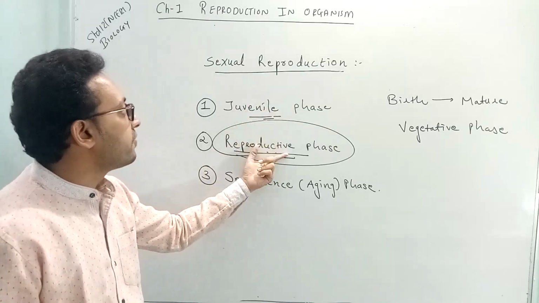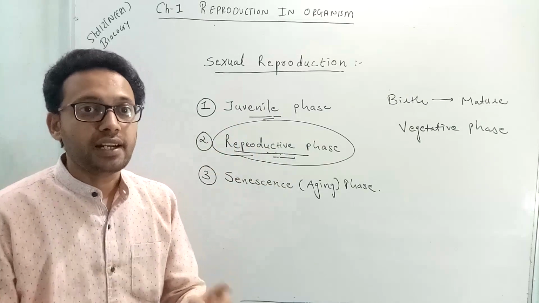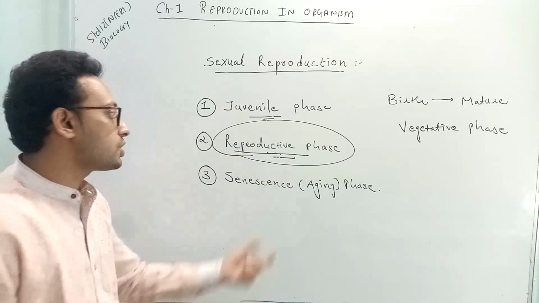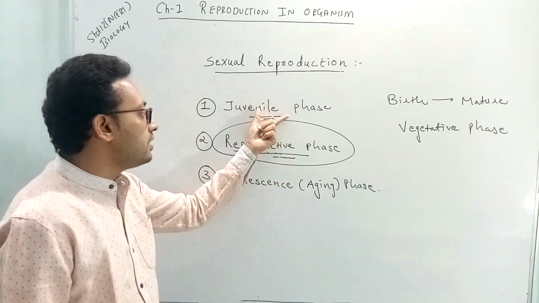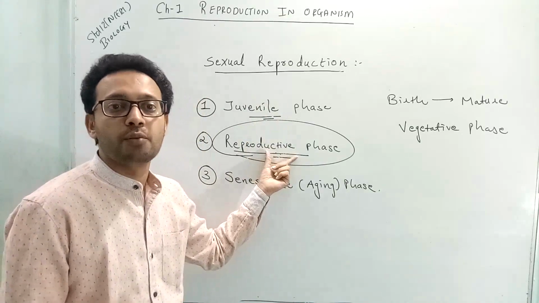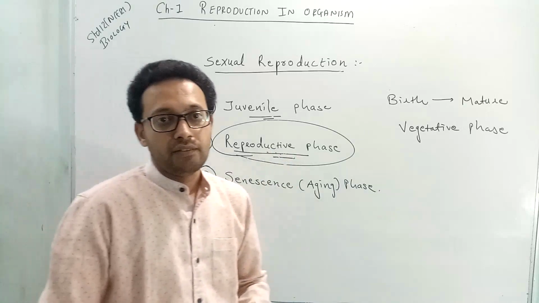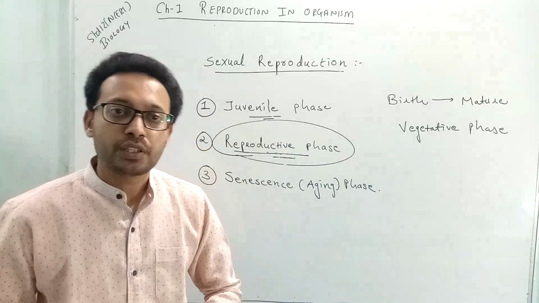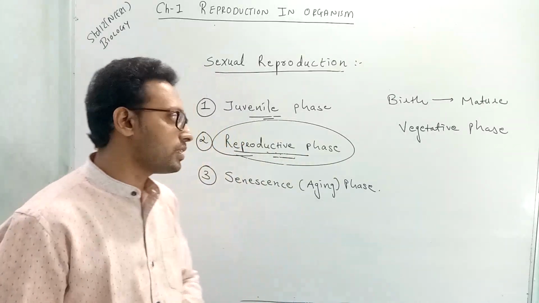In the reproductive phase, the living organism becomes sexually mature and is capable of producing gametes. So this is called the reproductive phase. Similar to the juvenile phase, the reproductive phase also varies from organism to organism. Some have 15 years of reproductive phase, some have 25 years, and some have only 5 years.